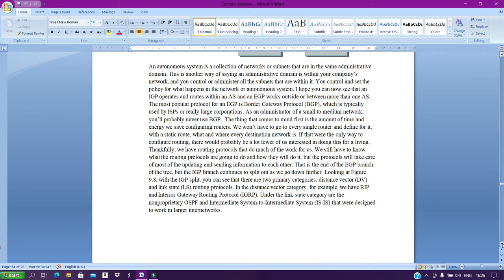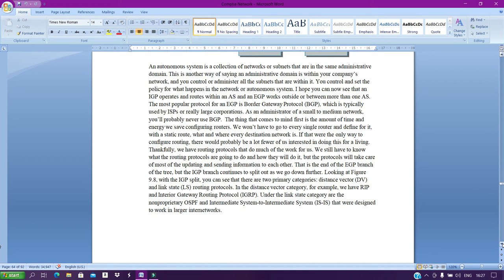An autonomous system is a collection of networks or subnets that are in the same administrative domain. This is another way of saying an administrative domain is within your company's network, and you control or administer all the subnets that are within it. You control and set the policy for what happens in the network or autonomous system. I hope you can now see that an IGP operates and routes within an AS, and an EGP works outside or between more than one AS.